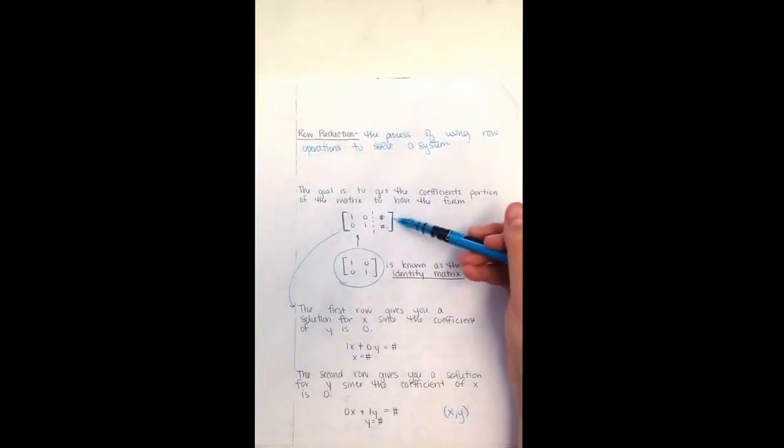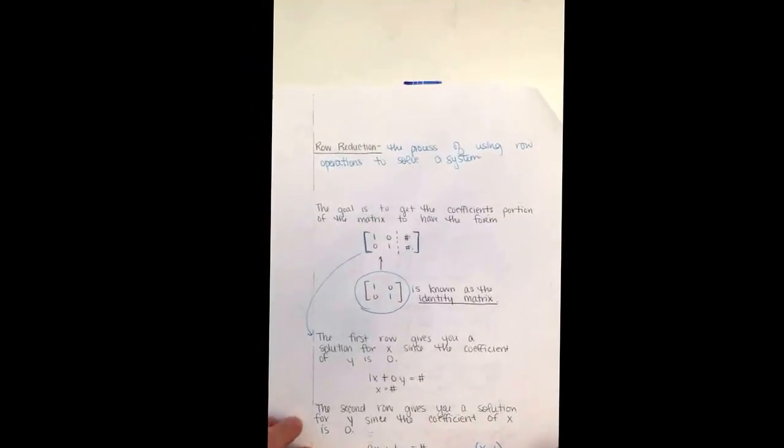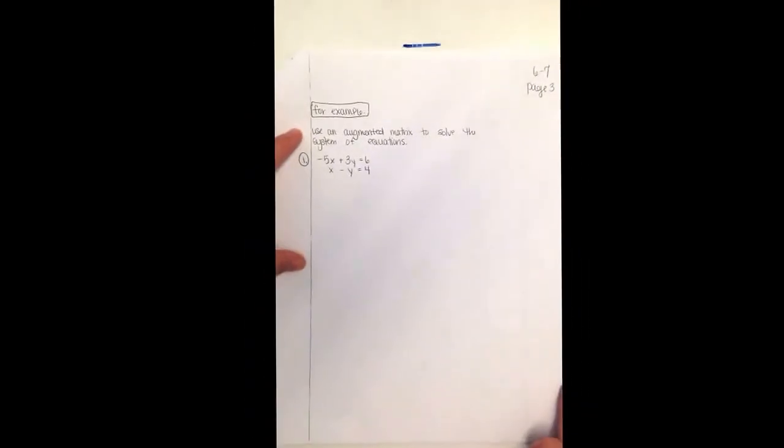We're going to practice getting it down to this identity. So go ahead and turn the page. Alright, I have a system of equations. I know I could use elimination here, but we're going to practice it with a matrix anyway.